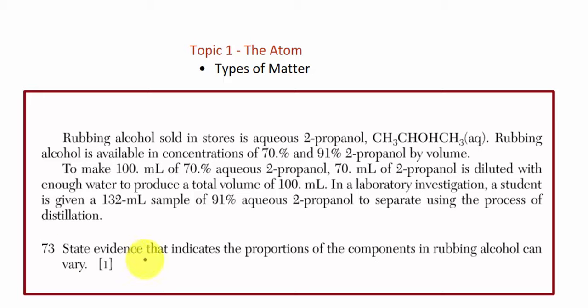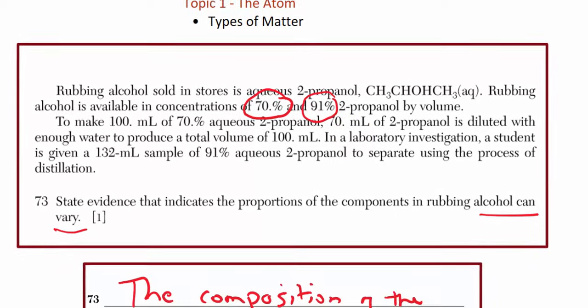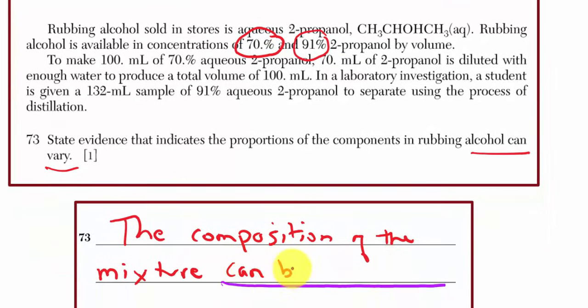Question 73. State evidence that indicates the proportions of the components in rubbing alcohol can vary. Well, the composition of the mixture, let's take a look at it. We're told that the mixture can come in 2 different concentrations. There it is right there. It can either be 70% or 91%. So the composition of the mixture can be 70% or 91%. There's your evidence. They come right out and tell you right in the first sentence.